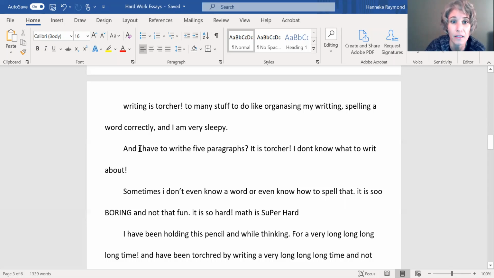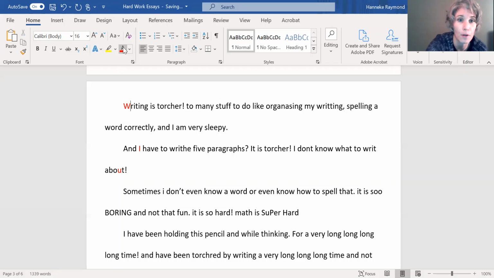Okay, and things like this should be a capital letter I. Okay, ladies and gentlemen, please do not write the word I as a lowercase. I'm just going to put these corrections I make in red. Okay, "writing is torture." I see one right here. They should have started with a capital.